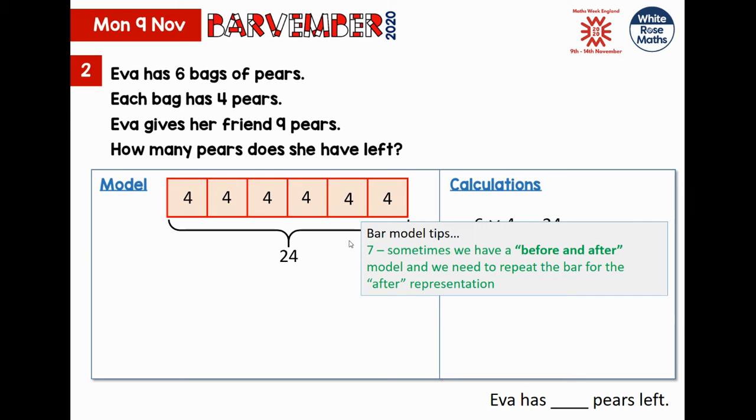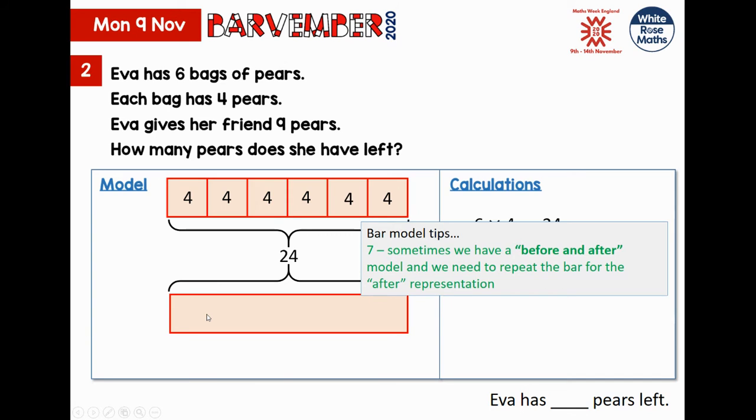Now, sometimes we end up with a before and after situation, and that's what we've got here. So Eva has 6 bags of pears, then something happens. And so although I said it was 1 bar, we're actually going to end up drawing 2 bars. One is the before and one is the after. So this was the before, and we now have an after. And the one thing that we do know for our after bar is that it's the same length, because it's still about 24 pears.